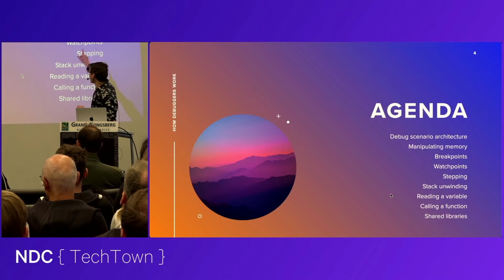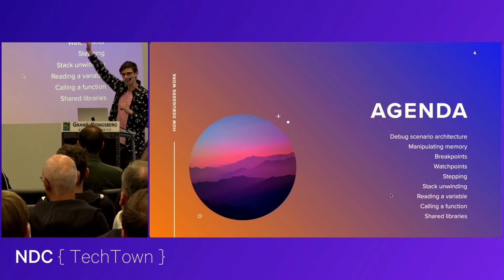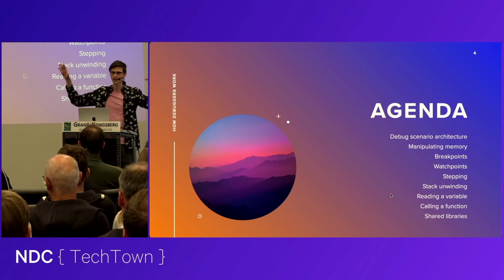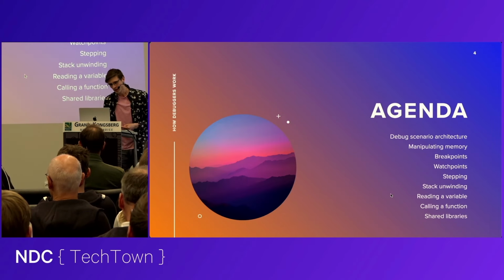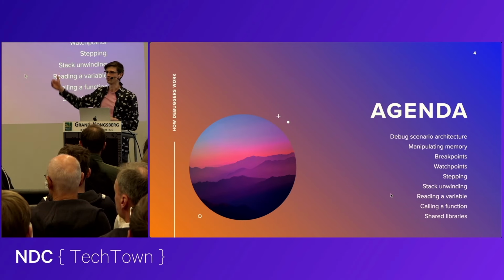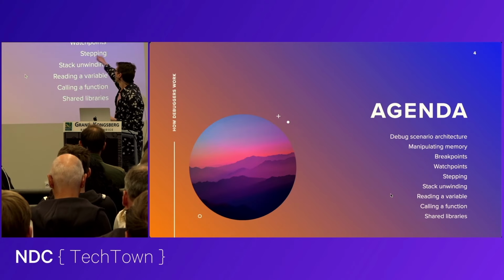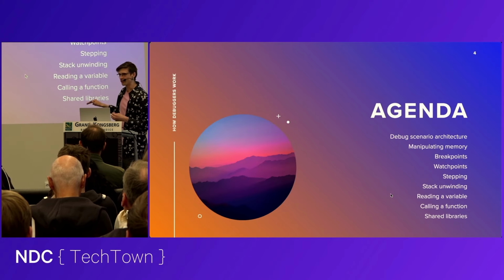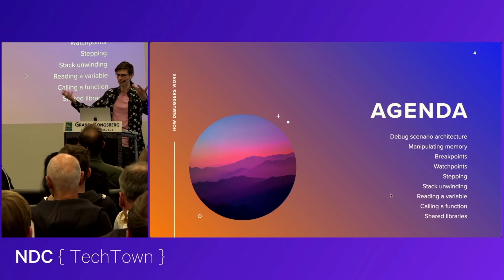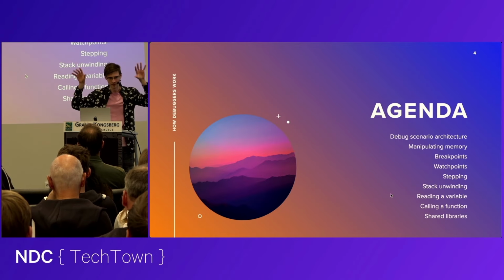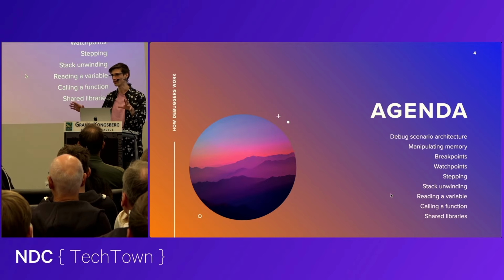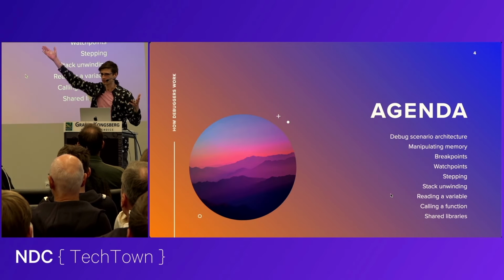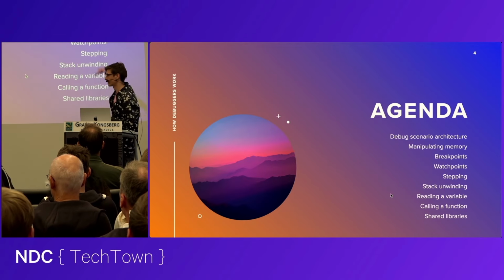These are the main points I'm going to cover today. First, we're going to look at what the architecture of your average debug scenario looks like. And then we're just going to step through a bunch of different possibilities that you might want to do in a debugger and how they actually work under the hood, to demystify what's going on. If you have any questions during the talk, please just put your hand up whenever, because we're covering a lot of different things here.